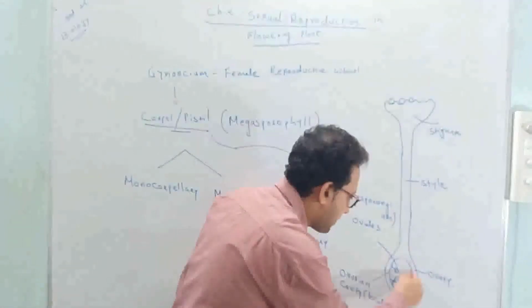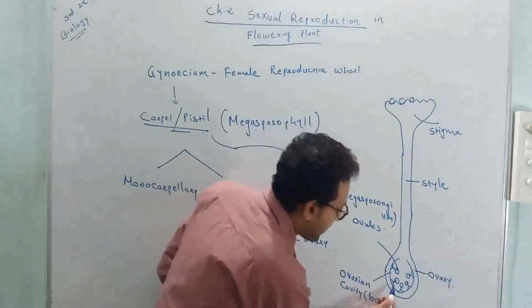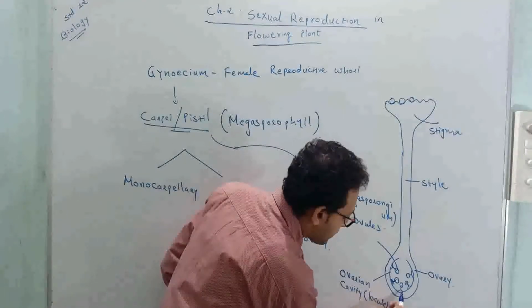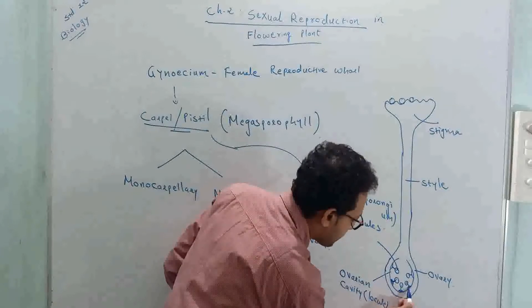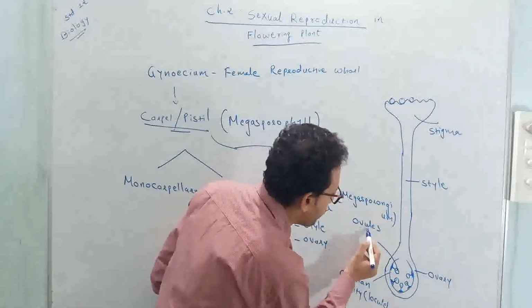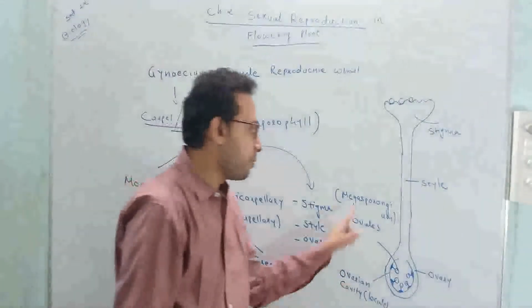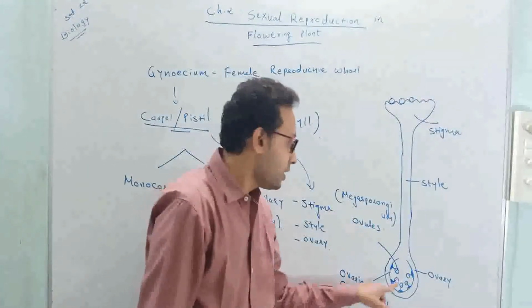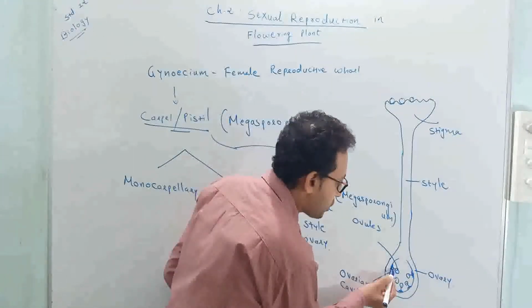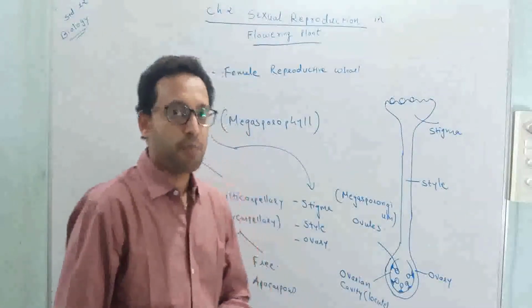I can repeat the structure of the ovary. The ovary contains a cavity. This cavity is called the ovarian cavity. That contains a placenta. The placenta is attached with an ovule. The ovule is also called a megasporangium. The ovule is attached to a placenta by a stalk. That is the basic structure of a carpel or pistil.